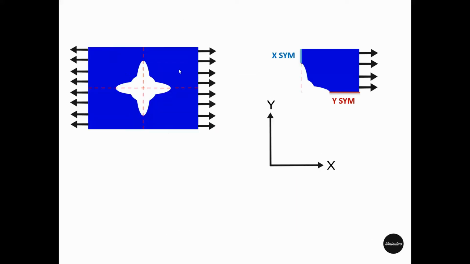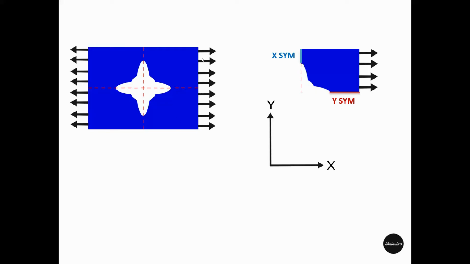Back to two-dimensional part. For this quarter, symmetry line crosses along this edge and this edge. So this edge and this edge. In ABAQUS, at this edge, we will use X symmetry because X-axis is perpendicular to this particular edge. And similarly, we will use Y symmetry at this edge.